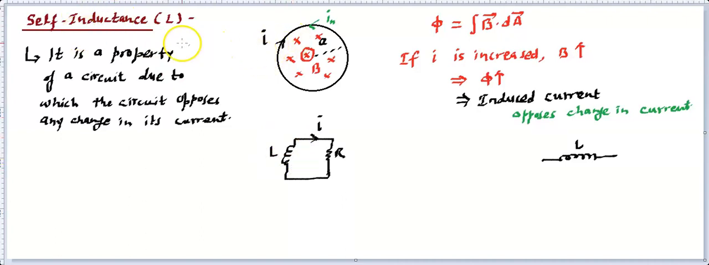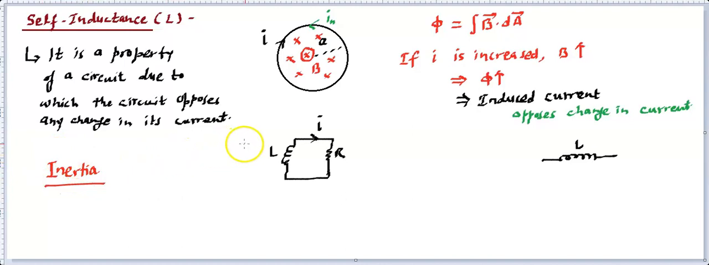You can also connect this concept with the concept that you have learned in mechanics called inertia. You remember inertia? What did that inertia used to do? It used to oppose the change in the situation or the motion of any object. That means if an object is at rest, it would like to be at rest. If it is moving, it would like to be moving. If you bring any change to its state, it is opposed.